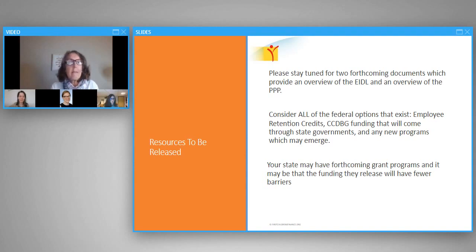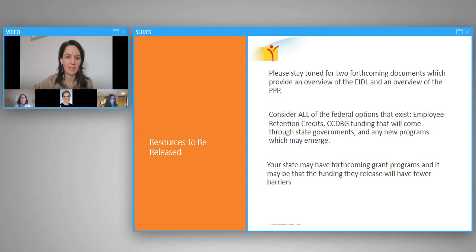The EIDL loan is a loan directly from the SBA. So you'll go to the SBA's website to apply directly for that loan. The PPP, the Payroll Protection Program, is going to be a loan that can be partially forgiven or completely forgiven if you meet the requirements. And that is going to be issued by either a bank or a CDFI.